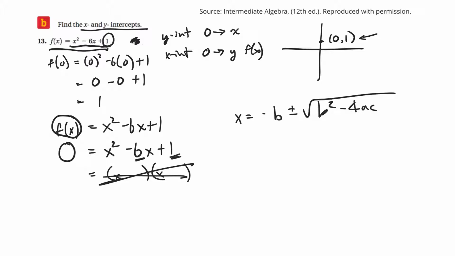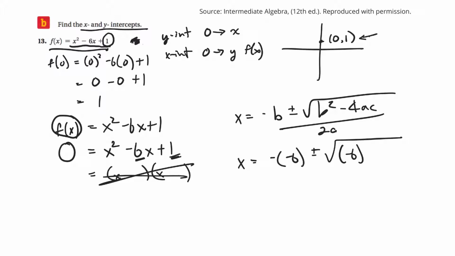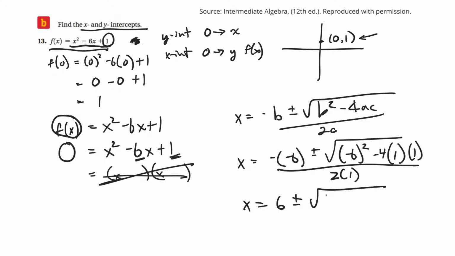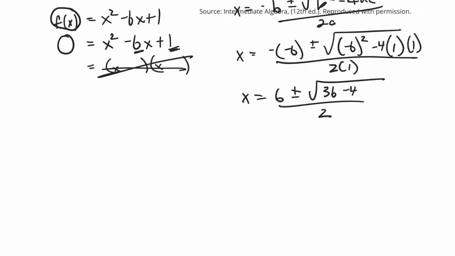Negative b plus or minus the square root of b squared minus 4ac, all over 2a. So negative b is a negative 6, plus or minus the square root of b squared, so negative 6 squared, minus 4 times a is a 1, times c is a 1, all over 2 times a is a 1. So x equals 6 plus or minus square root, that'll be 36 minus 4, all over 2. Okay, I'm still going. And then 6 plus or minus square root of 32 over 2.